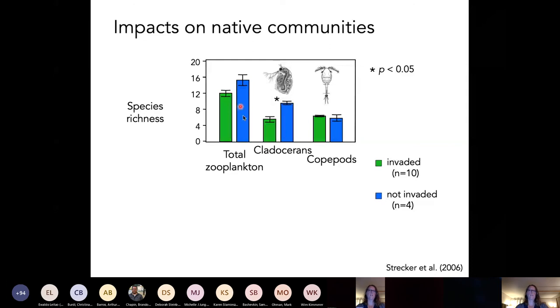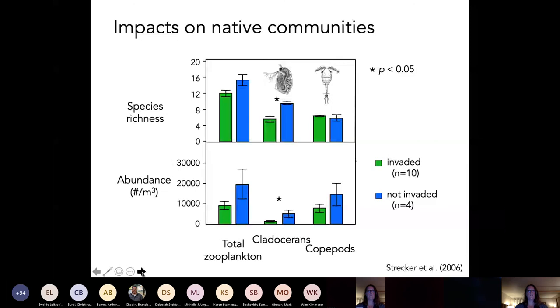And we found there was a significant decline in species richness of cladocerans, but not really of copepods. And so that's in line with what other people had found in terms of which groups of species were most affected. We look at abundance, we see a similar trend: cladoceran abundance is significantly negatively impacted, or lower, in lakes that are invaded compared to lakes that are not invaded.